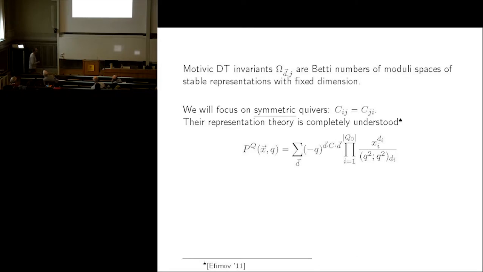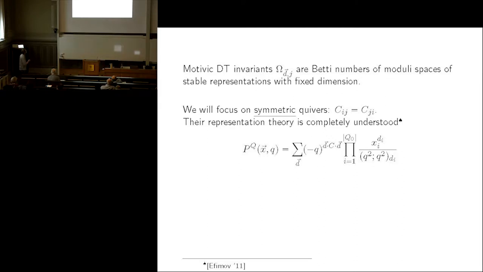So Efimov defines this partition function. It's defined as a sum over all dimension vectors. It depends on certain variables, x_i. There's one variable for each node. And it is entirely determined by the structure of the matrix C, encoding the structure of the quiver.